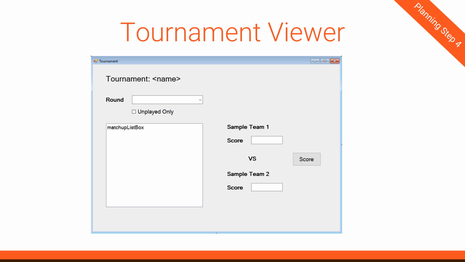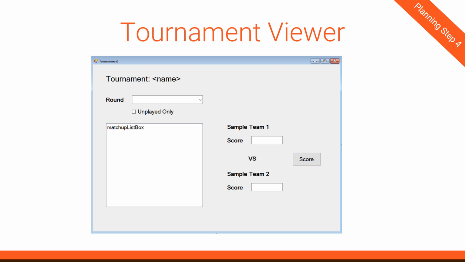Now on the right, we have sample team 1 and a score and a box. They have versus and sample team 2, the score and the box. So this section right here, what I'm thinking I'm going to do, is I'll have the name of team 1 and the name of team 2. And then I'll be able to put in scores for them if they're not already scored.